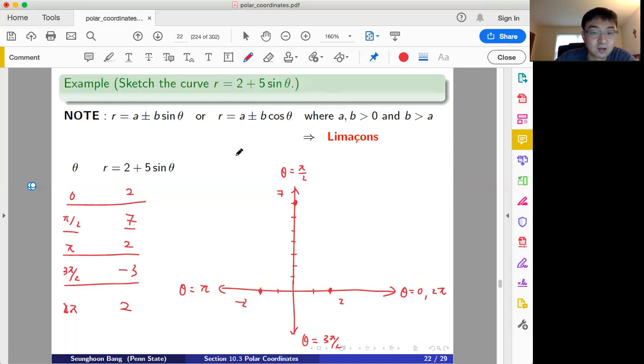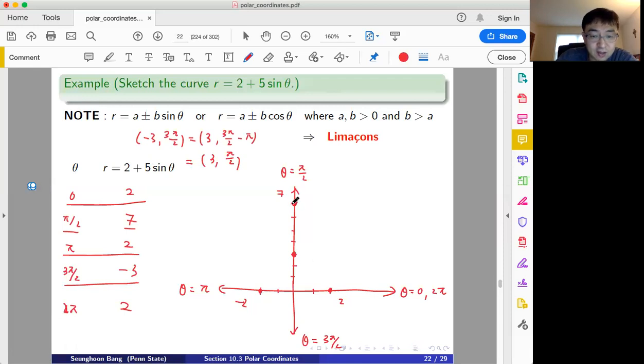So negative 3 at 3 pi over 2. I want to change it to a positive length, so use 3 pi over 2 minus pi. That is here, right? So, like this. And 2 pi, 2 again.